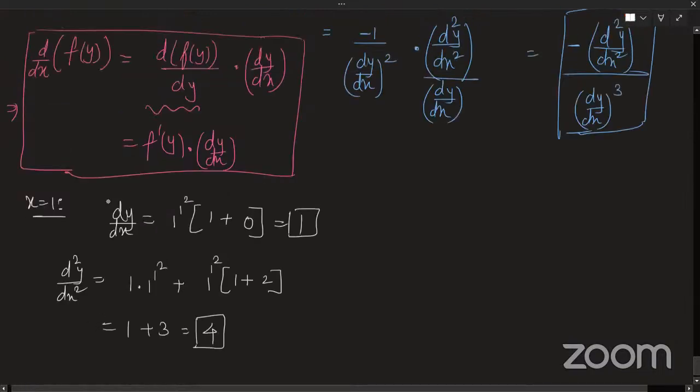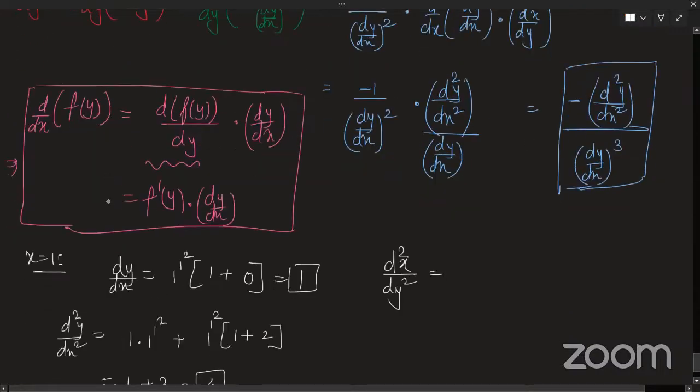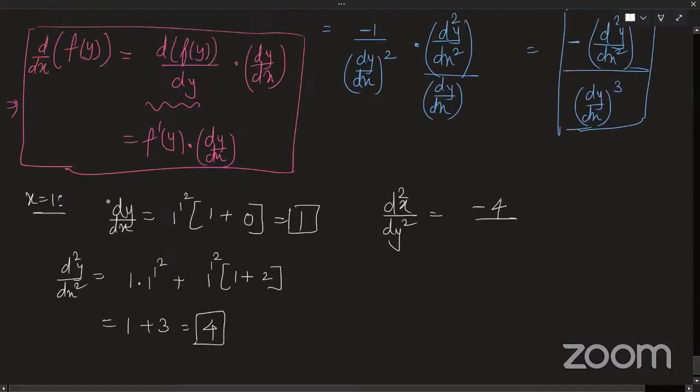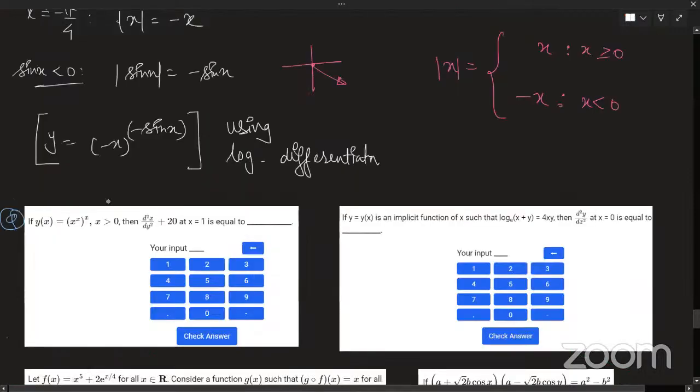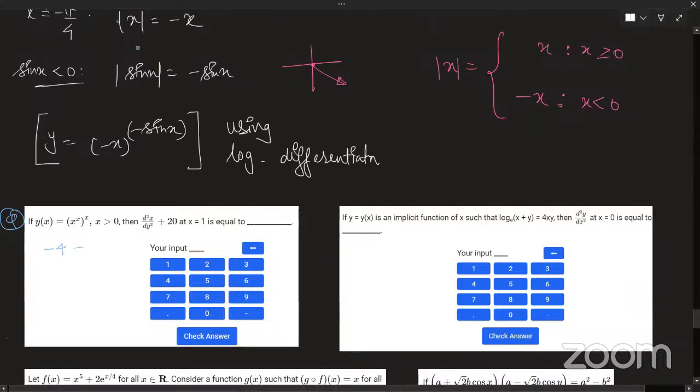Okay. So your value of d2x by dy square is basically minus of d2y by dx square divided by dy by dx whole cube. So minus 4 divided by 1 whole cube. So this value is minus 4. Okay. So it was asking me what is the value of d2x by dy square plus 20. So I have known that my value of d2x by dy square is minus 4. So minus 4 plus 20. So my final answer is 16. Fine. 16 is the correct answer to this question.